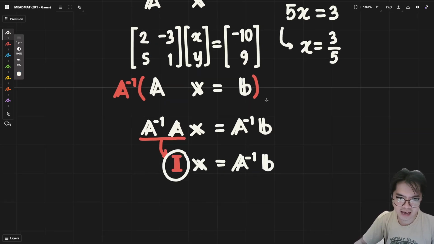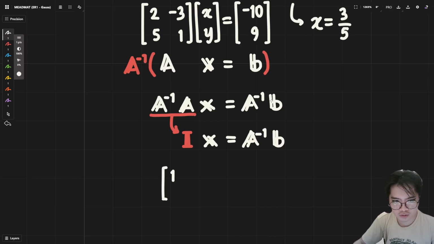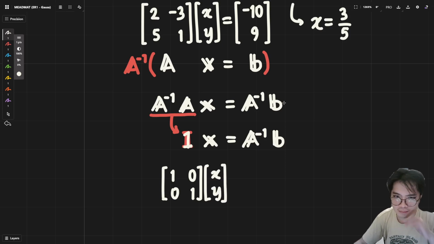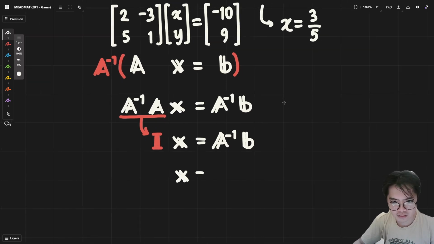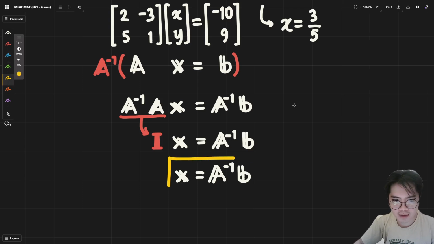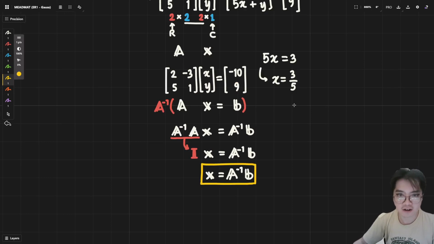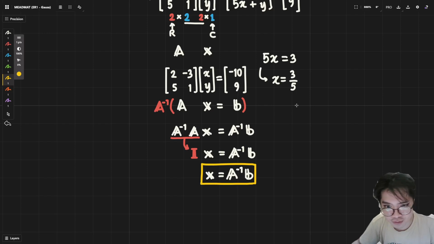What is I times x? Well, if we do this, [1, 0; 0, 1] multiplied by x and y, this is just literally 1, but in the matrix world. So of course, what you're going to expect is just x itself. And now if you notice, isn't this just our answer? If we can somehow manage to find the inverse of A and then multiply that with b, isn't that our answer? The answer is yes, that is going to be your answer.